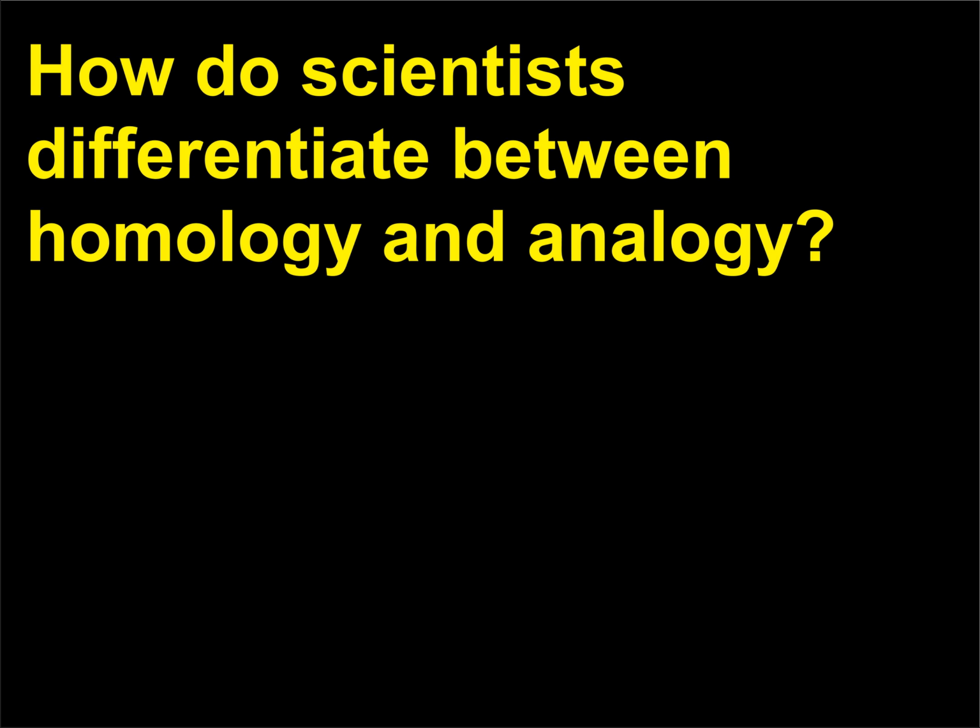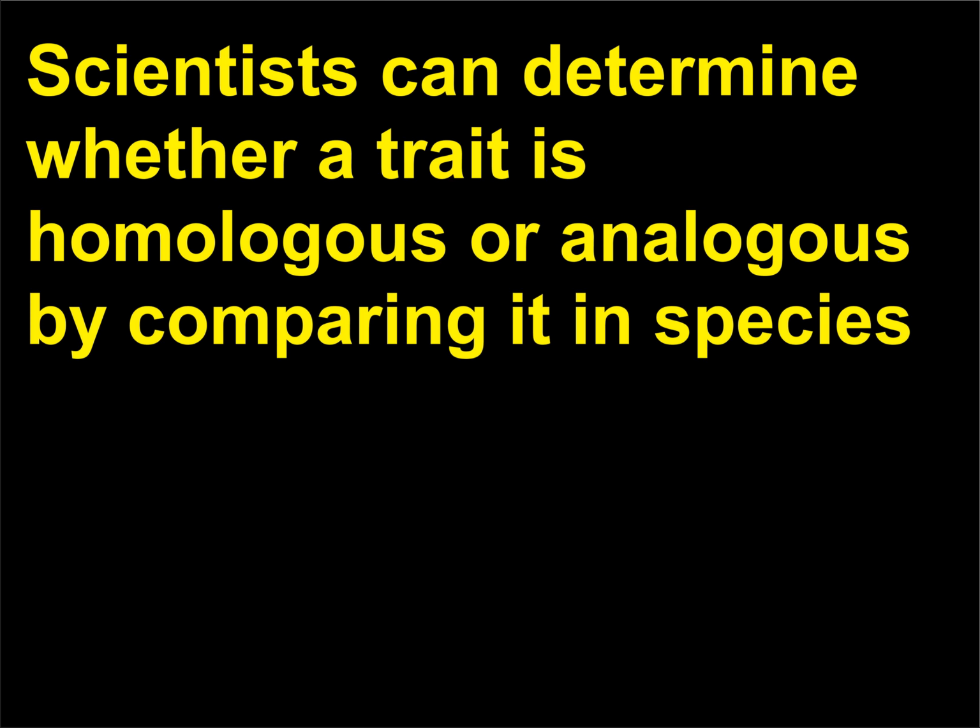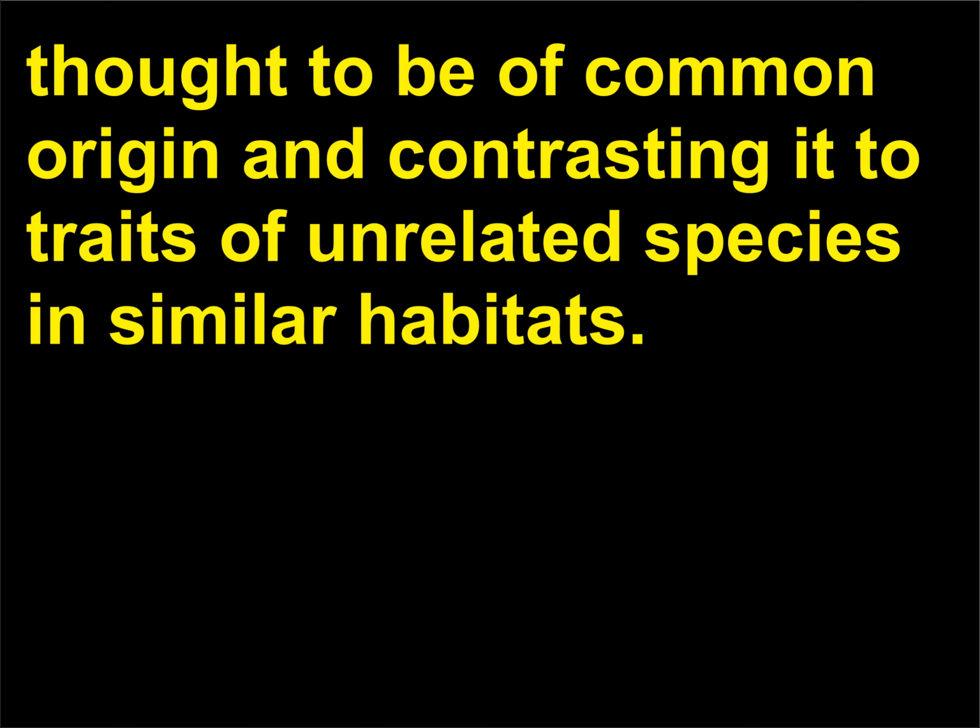How do scientists differentiate between homology and analogy? Scientists can determine whether a trait is homologous or analogous by comparing it in species thought to be of common origin and contrasting it to traits of unrelated species in similar habitats.